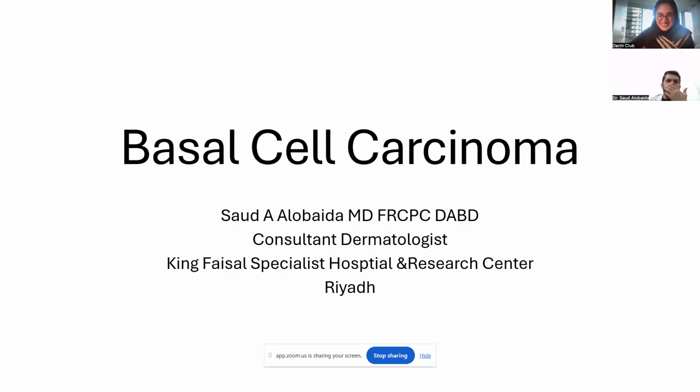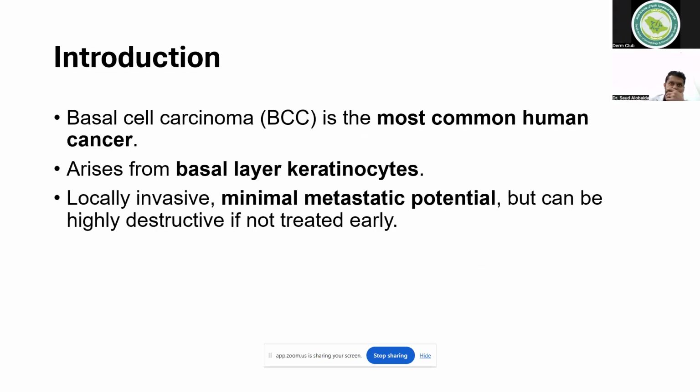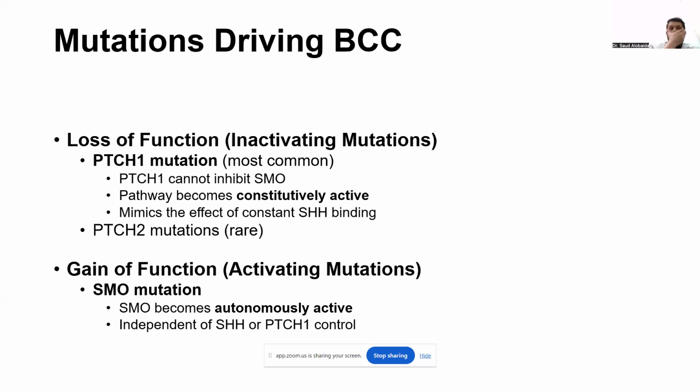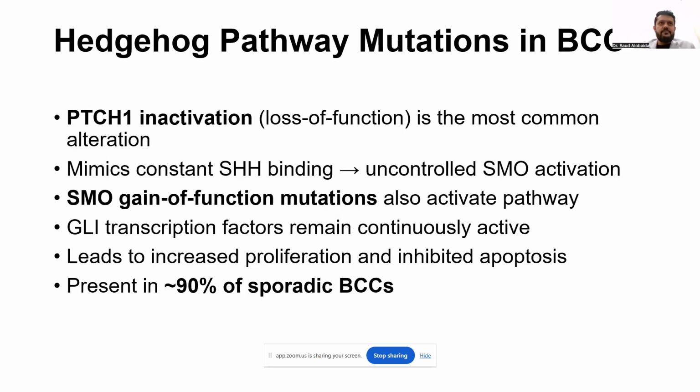So basal cell carcinoma. I don't need to talk about it more than it's the most common human cancer. Basal cell comes from the basal layer, of course, has very low metastatic potential, can be highly destructive, especially locally. Mutations, you could get loss of function or gain of function. And we'll come to these. We'll come to them in the figure, which I think is better.